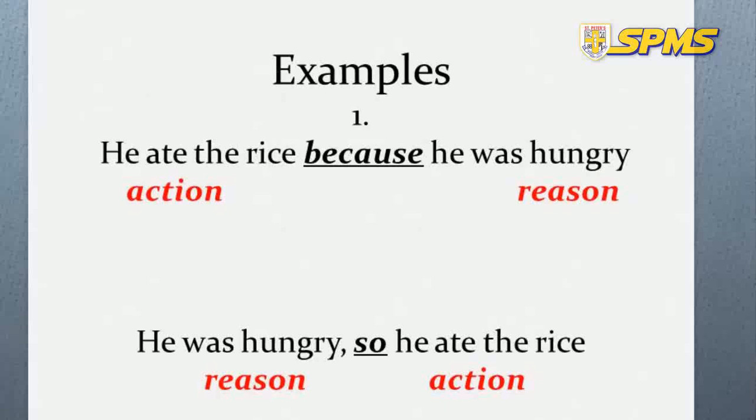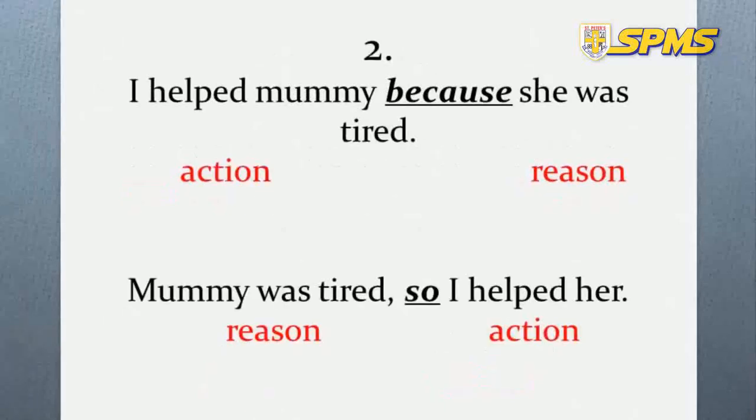Good. Let's look at the second example. I helped mommy because mommy was tired. And the second one, mommy was tired, so I helped her. In these two sentences also, they are telling us the reason why a particular girl helped her mother.